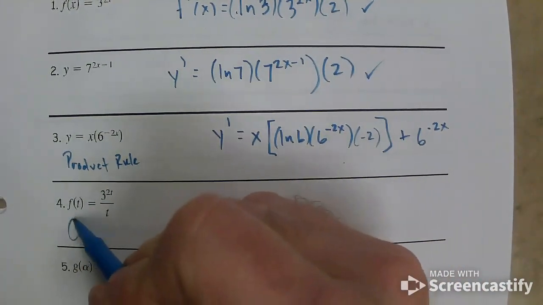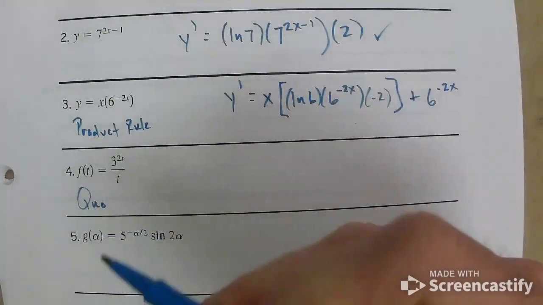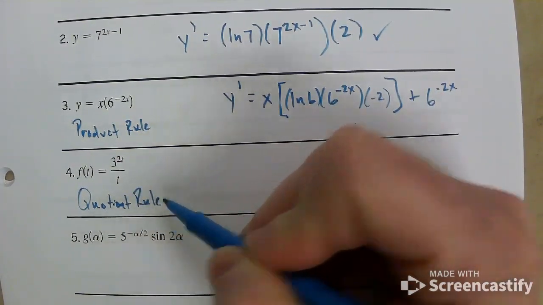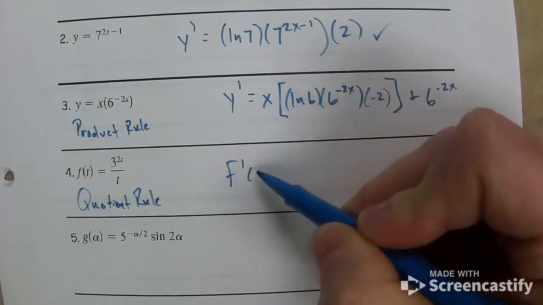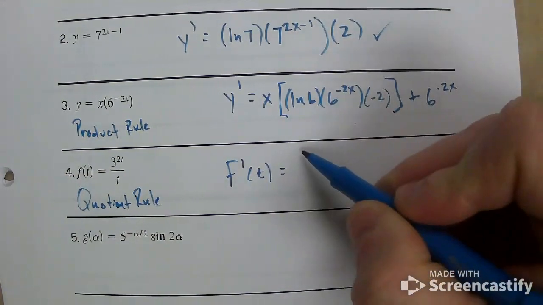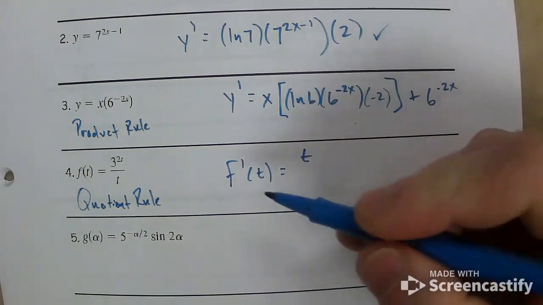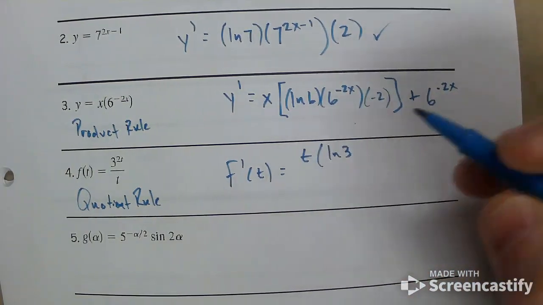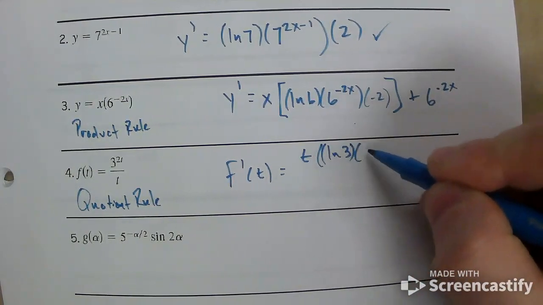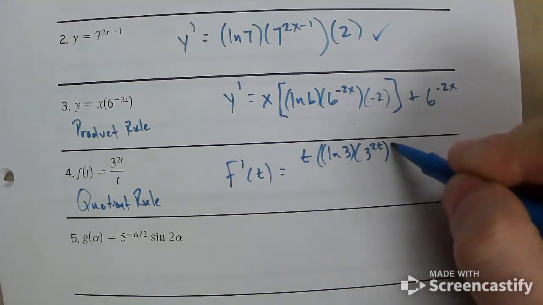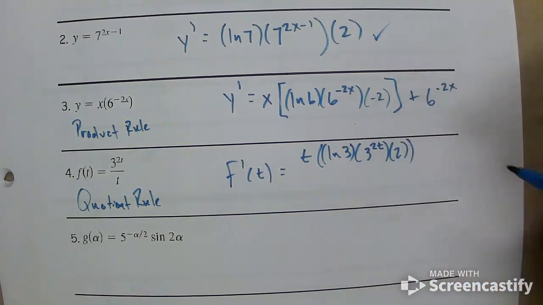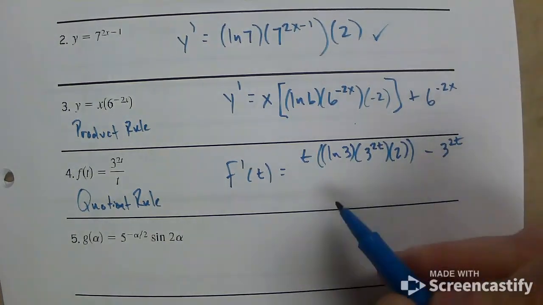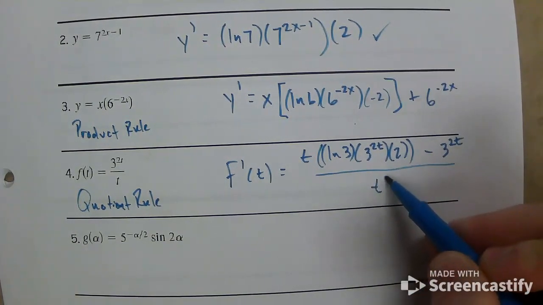Okay, this one is going to be the quotient rule. So when we take the derivative, we're looking at low d-high. So the derivative of the high here is going to be our Ellen Bode scenario: natural log of the base times the original times derivative of the exponent. So that's low d-high minus high d-low. Derivative of the low is just 1, all over low squared.